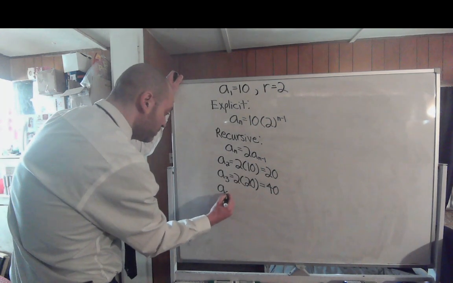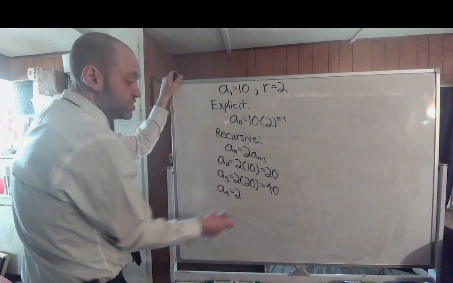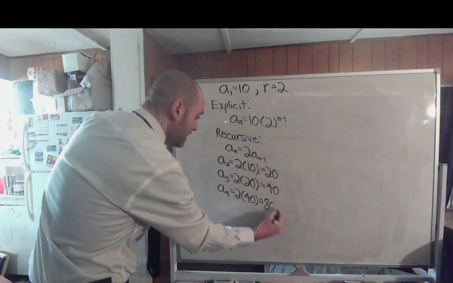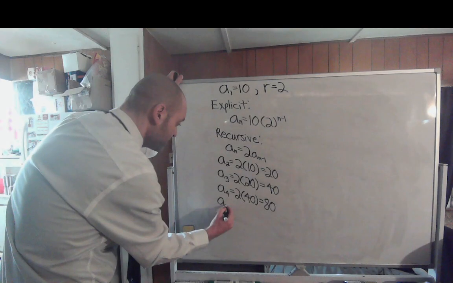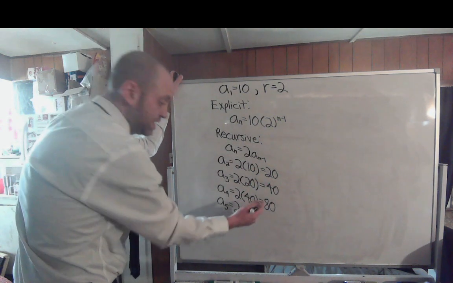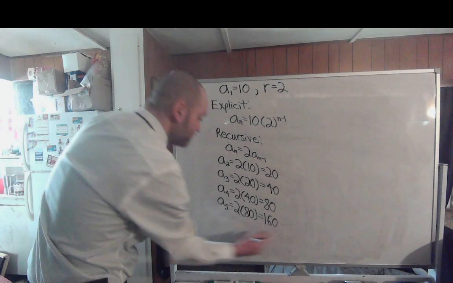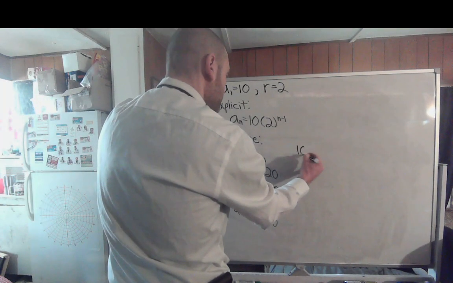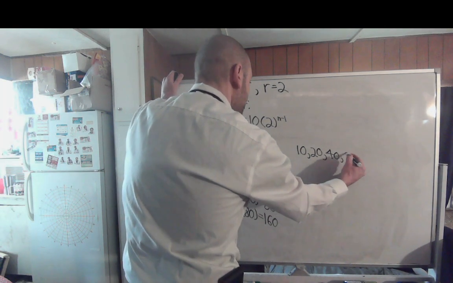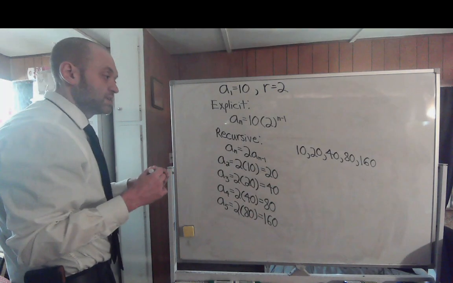Let's find a sub 4. So that would equal 2 times your a sub 4 minus 1, which is a sub 3, so 2 times 40. That's going to make your fourth term 80. And then let's find the fifth term. That would be 2 times a sub 5 minus 1, which is 2 times a sub 4, so 2 times 80, that would be 160. So the first 5 terms of the sequence are 10, 20, 40, 80, and 160.